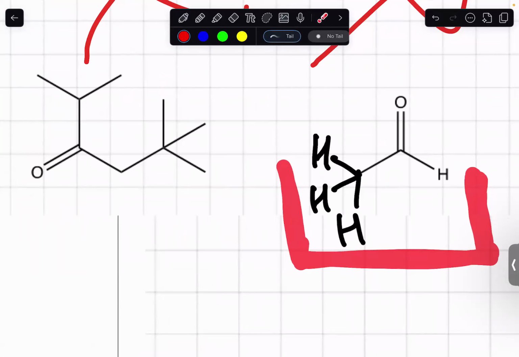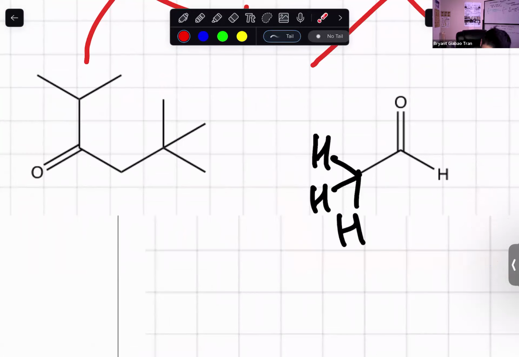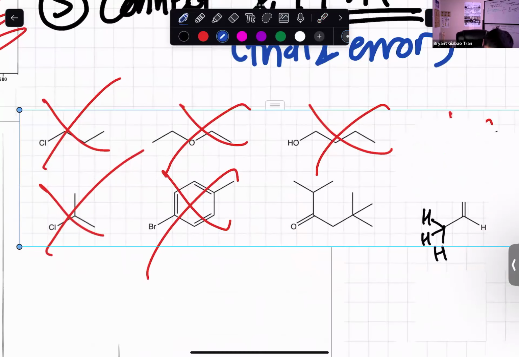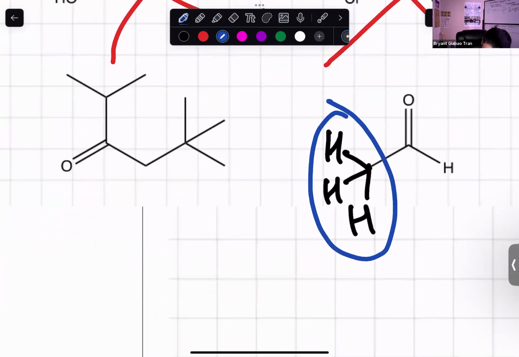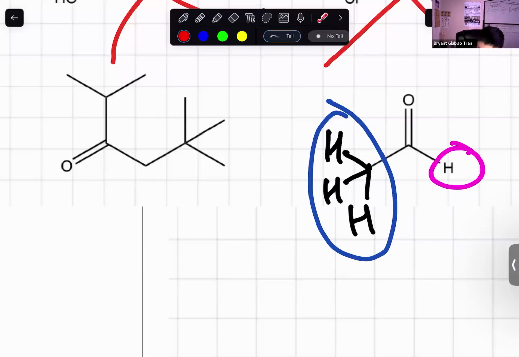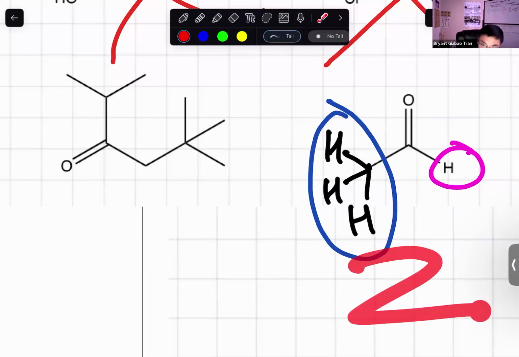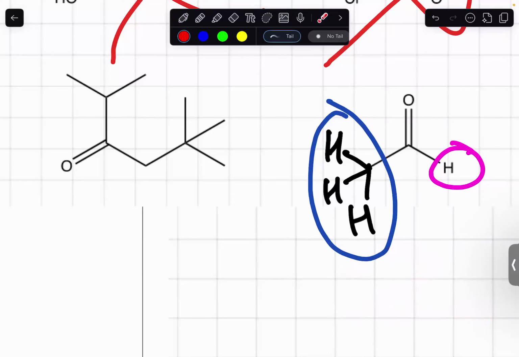I'm not sure. So to figure that out, we have to see which sets of hydrogens are chemically equivalent. We see that these three hydrogens here are chemically equivalent because they have the same chemical environment. And then this one hydrogen here is alone. There's no other chemically equivalent hydrogen. So there's two sets of hydrogens here. Oh, okay. Yeah, I see that.